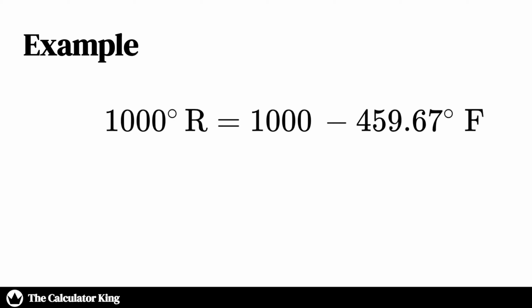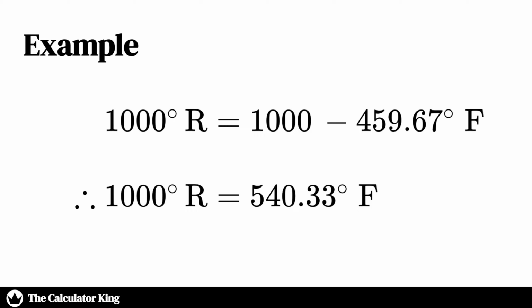For example, to convert 1000 Rankine to Fahrenheit, we would subtract 459.67 degrees from 1000. Therefore, 1000 degrees Rankine equals 540.33 degrees Fahrenheit.